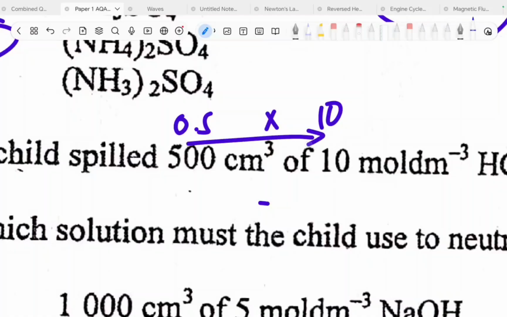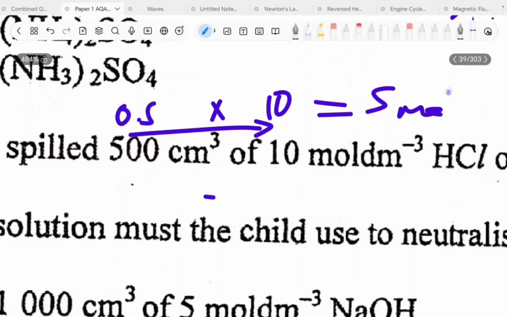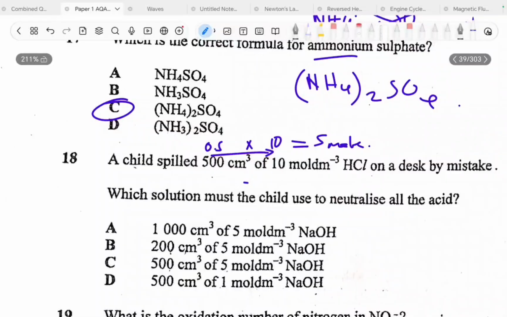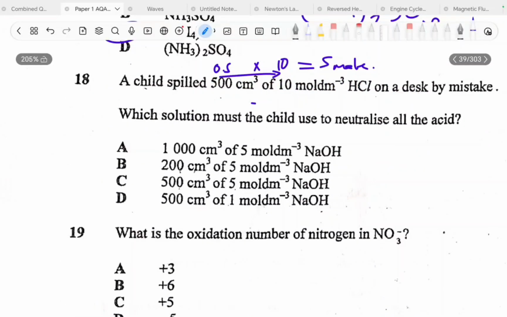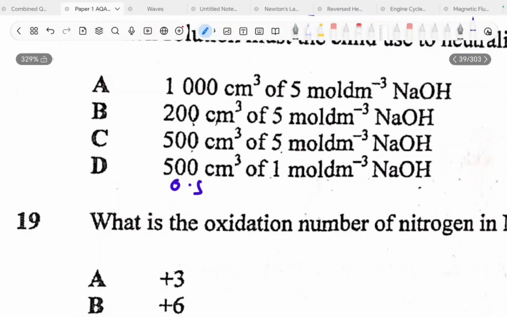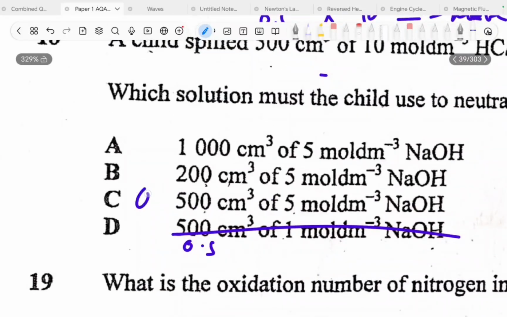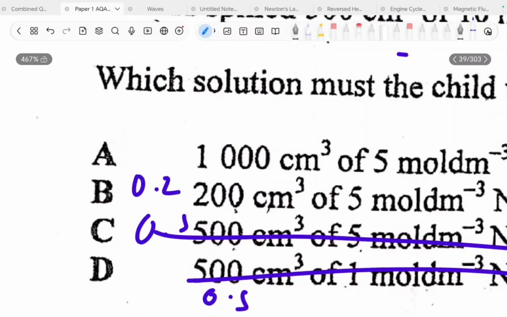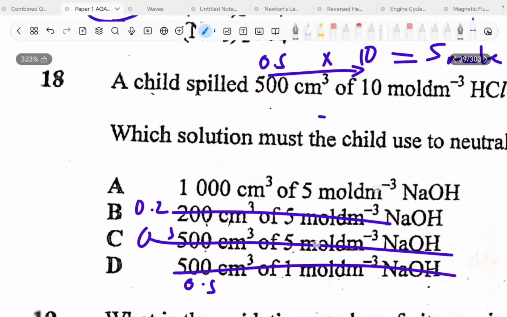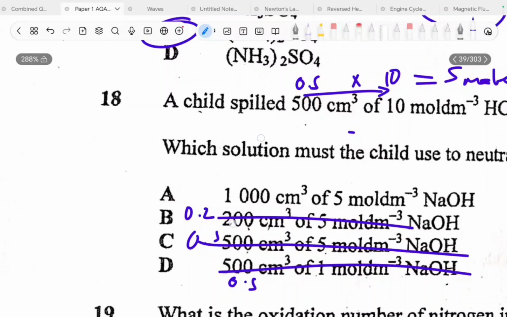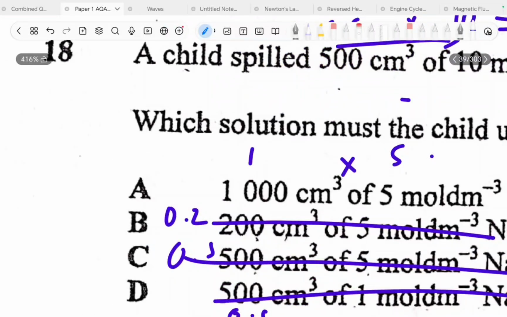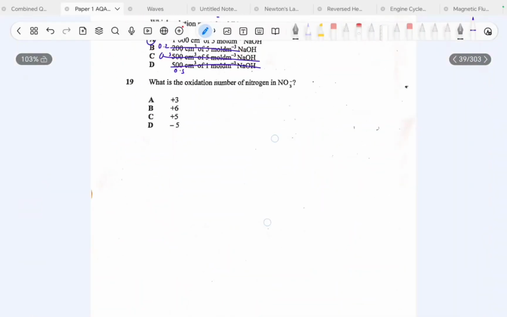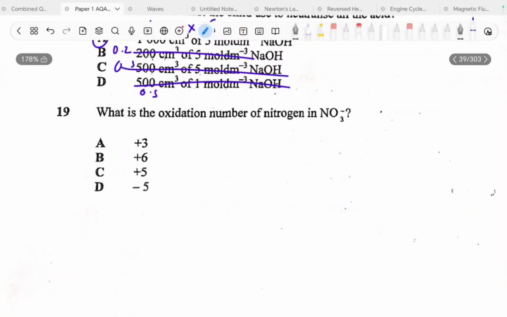So you multiply this by this, you get 5 moles. So our answer has to be equal to 5 moles. If you multiply 0.5 by 1, you do not get 5 moles, so this is wrong. If you multiply 0.5 by 5, you get 2.5, which is not 5, so this is wrong also. If you multiply 0.2 by 5, you get 1, so this is wrong again. And this is the only remaining answer. To check that it's correct, if you multiply 1 by 5, you do get 5. So 18 is A.